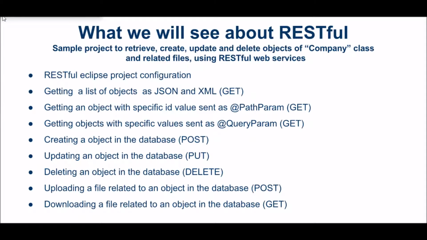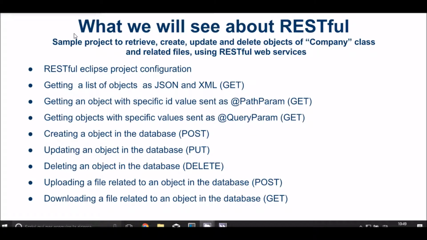In this video tutorial we will see how to create an Eclipse project with RESTful web services to upload and download objects of the Java class Company. In particular, we will see how to configure an Eclipse project for a RESTful web service, how to download a collection of objects or a single object with JSON or XML format, how to pass parameters to the web services with the annotation PathParam or QueryParam, then how to upload a new object or modify it with a PUT or delete it with the DELETE method, and also how to upload a file with POST and download the file with GET, which are associated to a specific object whose ID value we will send to the web services.